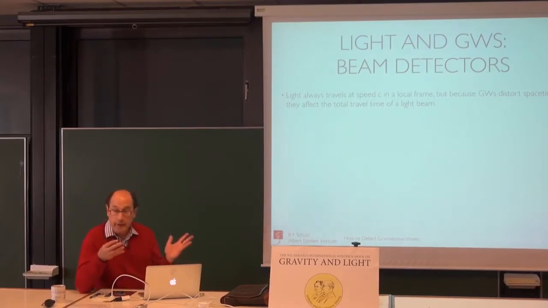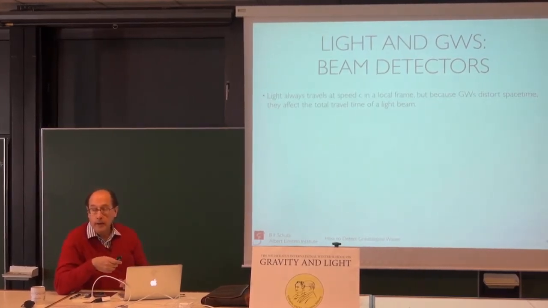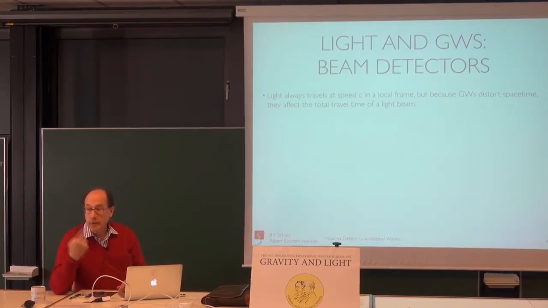But globally, the gravitational waves distort the geometry of space-time, and can affect the travel time between one place and another taken by the light. And so beam detectors basically operate on the principle of trying to measure the travel time of light through a gravitational wave field.